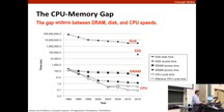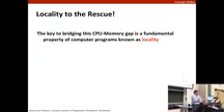And it turns out that the key to bridging this gap between the CPU and memory is this very basic, fundamental property of programs called locality. This is an essential, fundamental, enduring property of programs.